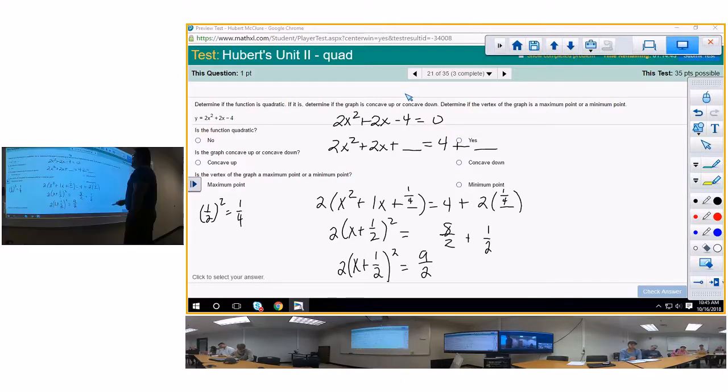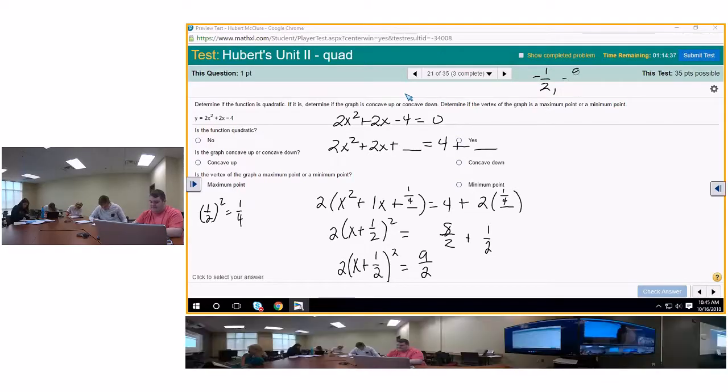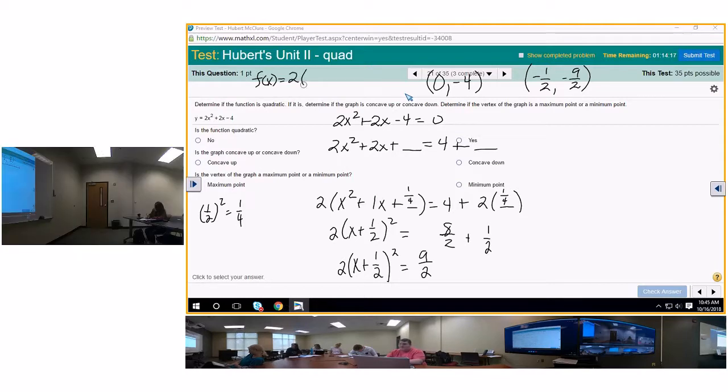Okay, what's the vertex? Negative 1/2 and what? Yep. And negative 9/2. That's your vertex. My y-intercept is 0, negative 4. And we keep going. Oh, general form, f of x is equal to 2 times x plus 1/2 quantity squared minus 9/2. And that is the general form of the curve, and that's good for right now.